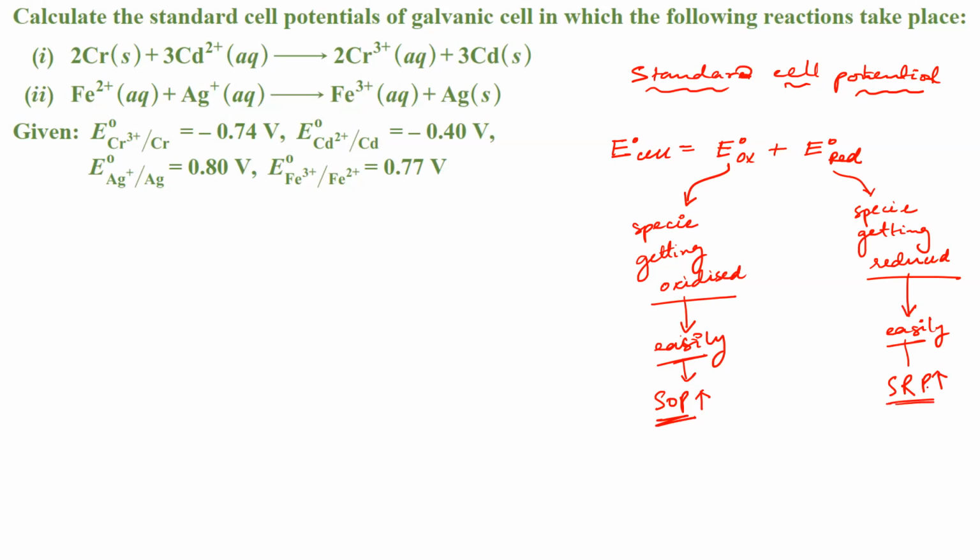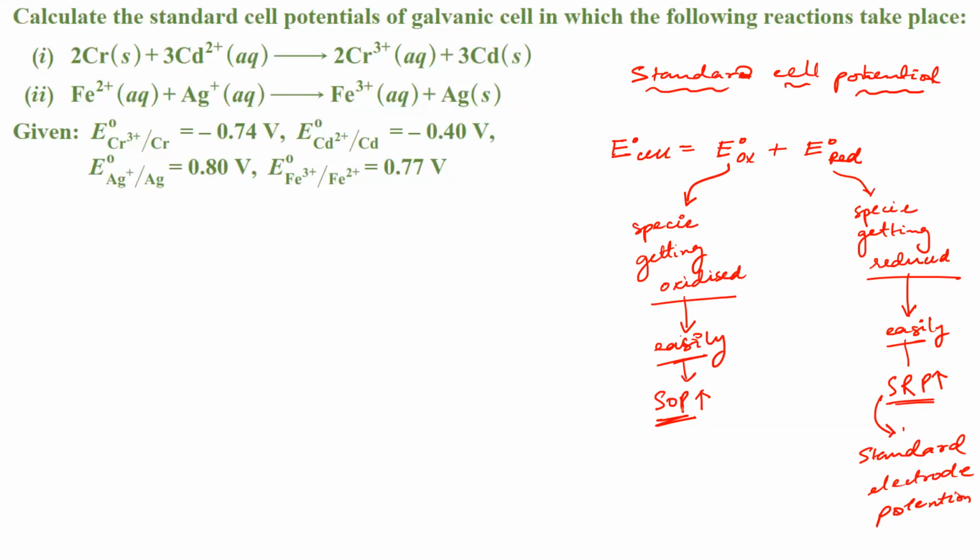The one whose SRP is higher. Now please remember, SRP has another name, which is known as standard electrode potential. Standard electrode potential is the standard reduction potential according to the IUPAC norm. Okay, according to the IUPAC norm.